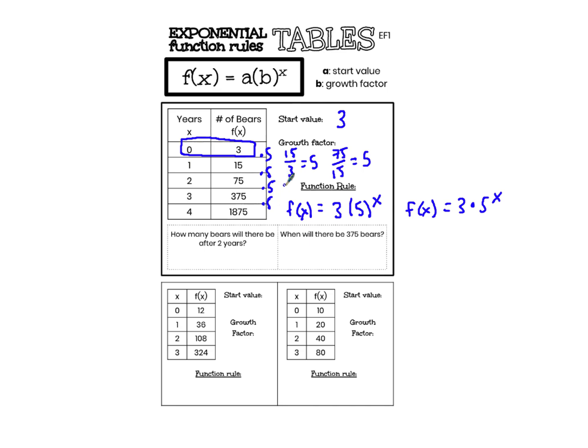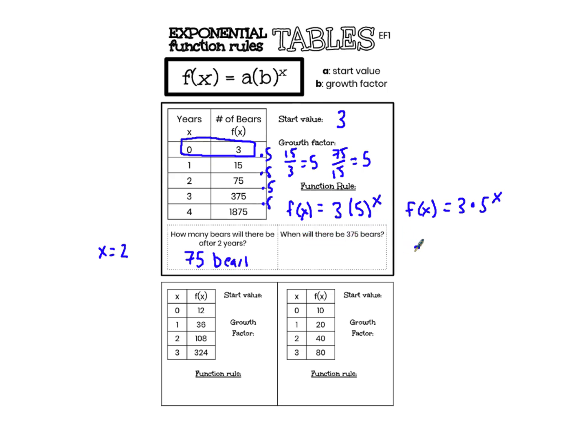In addition to using the table to write the function rule, I can also use the table to answer some questions about the situation. So how many bears will there be after 2 years? The information I'm being given is that x equals 2. And then I'm asked to find what is f of x. So after 2 years, x equals 2. F of x equals 75. There are 75 bears. So use the table to look for what is the number of bears after 2 years.